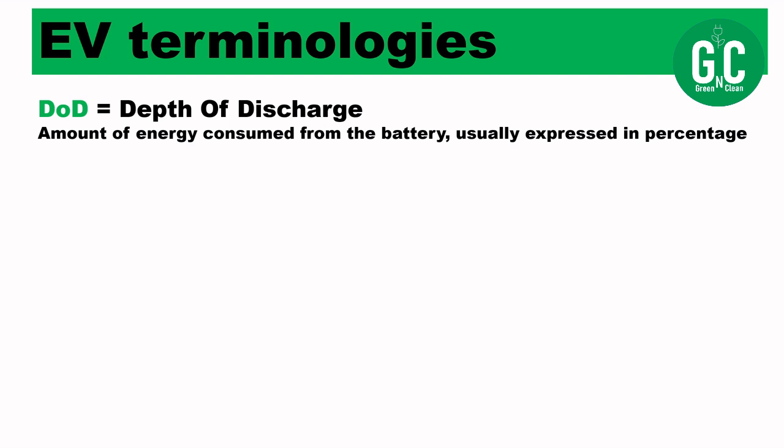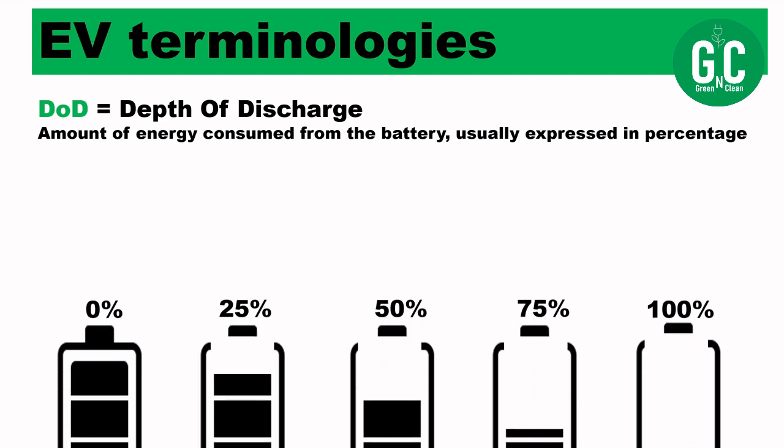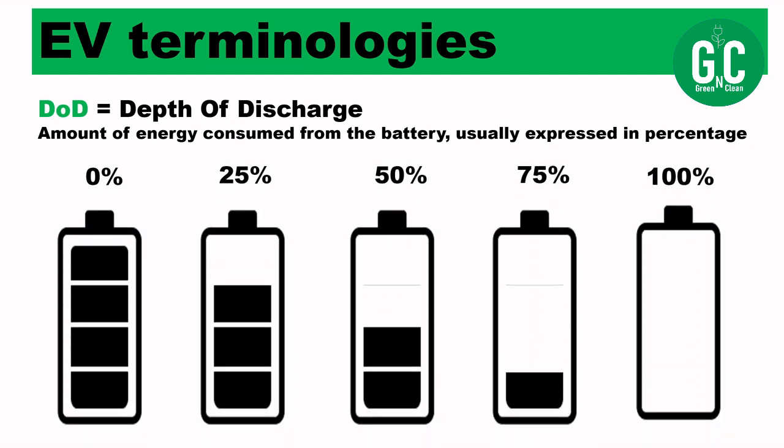The next is depth of discharge. So this is quite the opposite of SOC. It's the amount of energy consumed from the battery, so usually expressed in percentage. So if you see the previous example, the first example on the left side is an example of 0% depth of discharge or 100% state of charge. And as you go to the right, you can see a battery that is 100% depth of discharge, which is 0% state of charge.